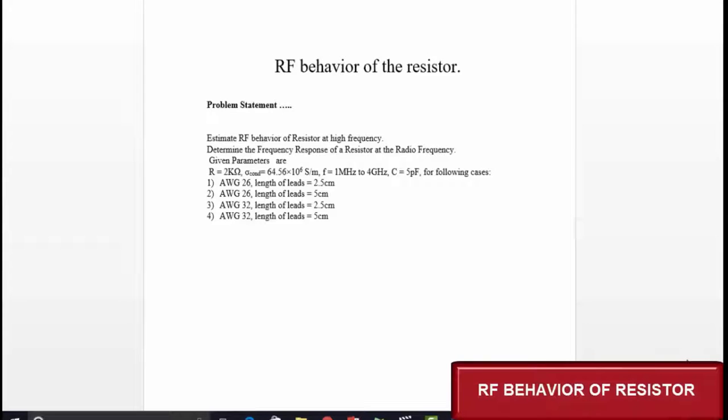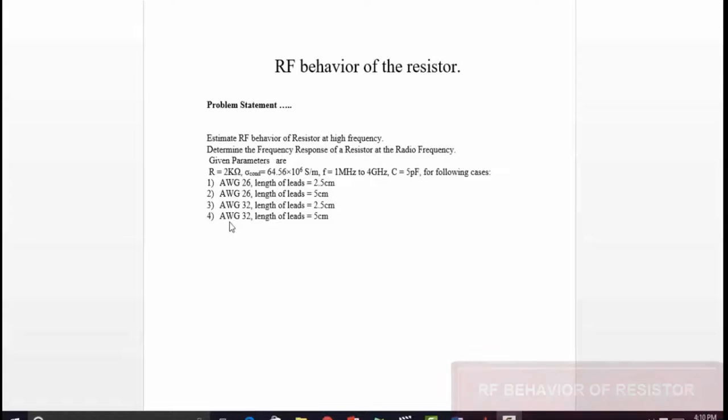Welcome to CE2 Lab. Our today's experiment is on RF behavior of resistor. Now, this is a problem statement which we have to implement on MATLAB. In this statement, we are provided with resistance value, sigma value, frequency, capacitance, and AWG and length. We have to implement it on MATLAB.